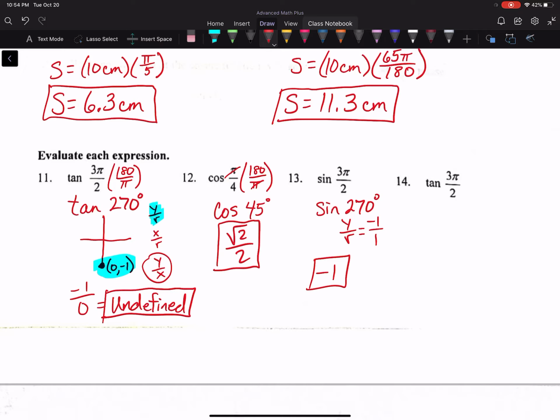And last but not least, I made a boo-boo, guys. Sorry. 11 and 14 are the exact same problem, so this one will be undefined as well. Congratulations, you just hopefully got 2 right for the price of 1.